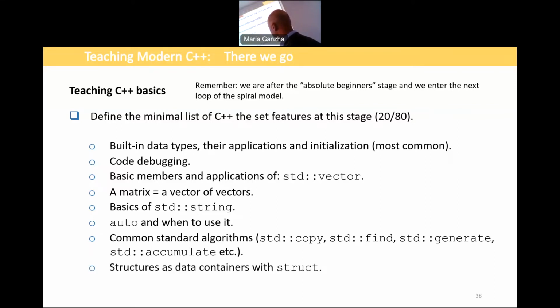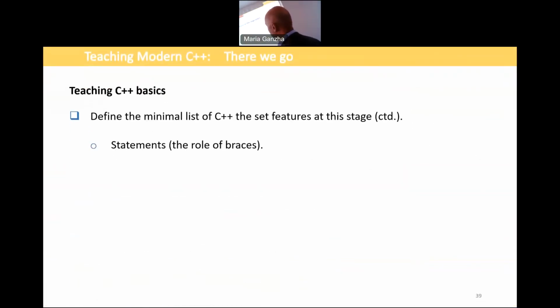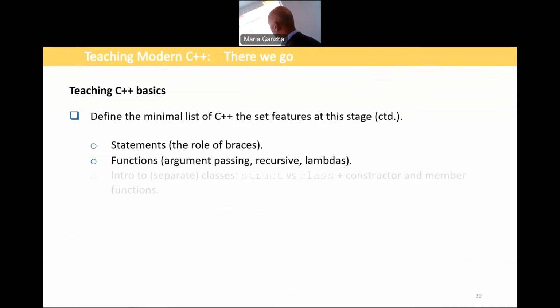And we start with struct. Only with data at the beginning, references, no pointers, and no low level at the beginning. And we go with statements, functions, very important. We show a recursive function, but also lambdas, also at the beginning. The material changes from version 17 to 20, but we don't go into such detail, just the basics of lambdas.